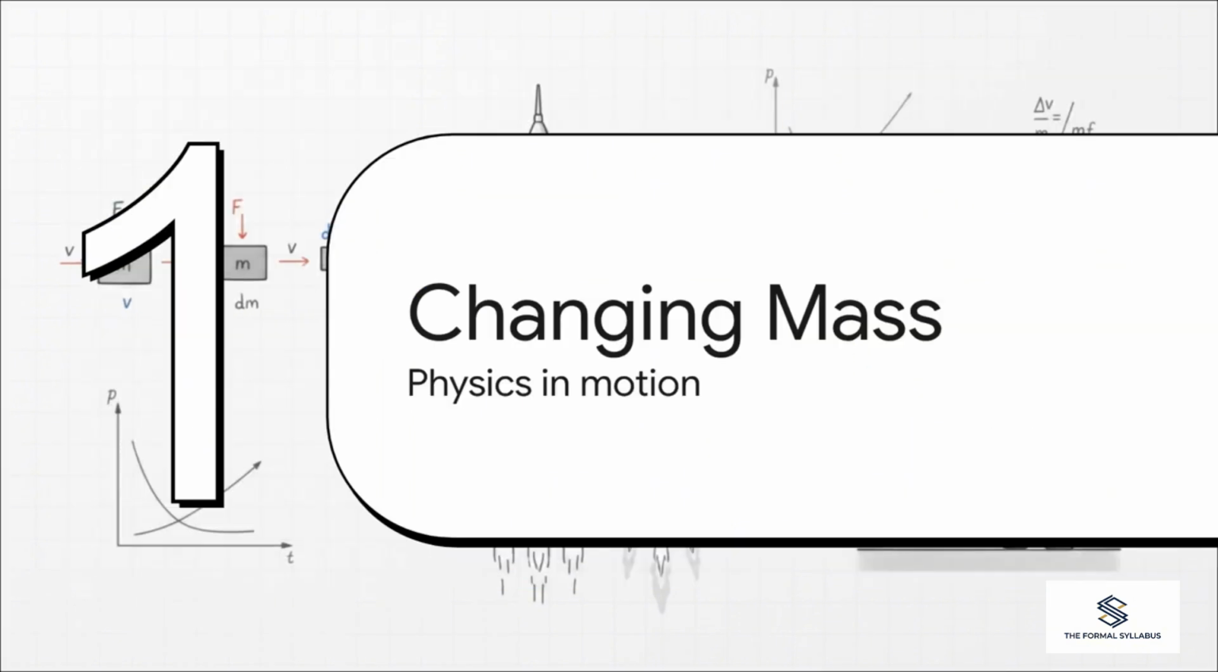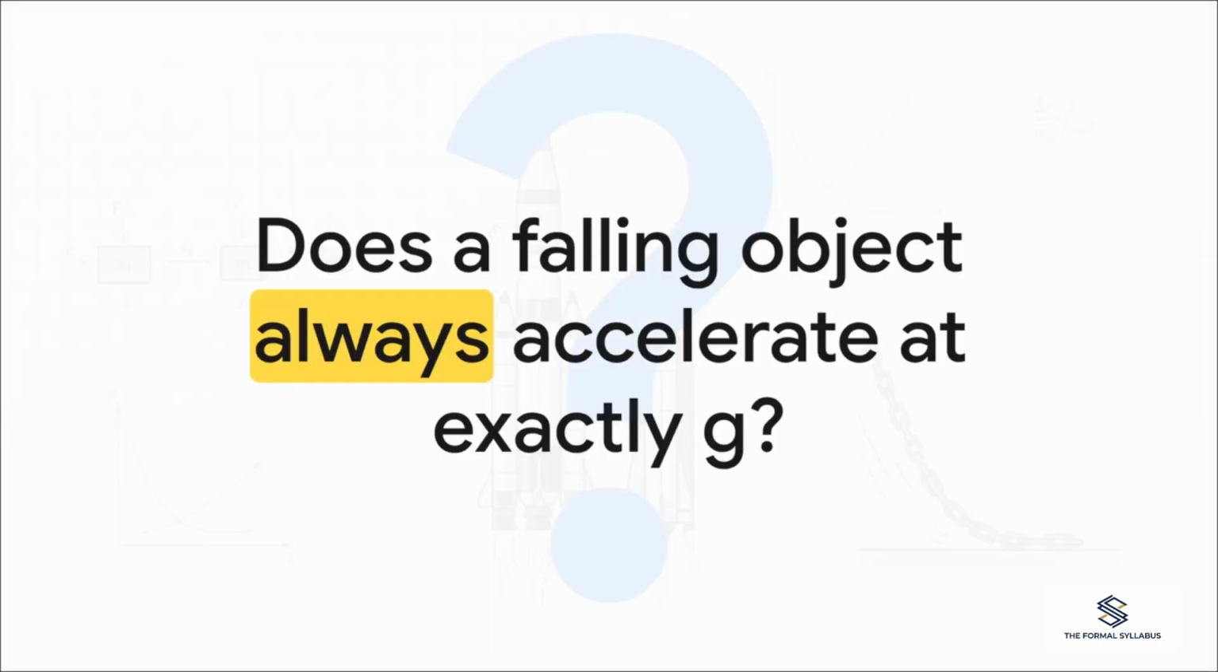To truly wrap our heads around rockets, we've got to start with the foundational rules. Section 1, Physics of Changing Mass, Physics in Motion. Let me throw a quick question at you. Does a falling object always accelerate at exactly g, the standard acceleration of gravity? Now, you've probably been taught that gravity acts uniformly on all falling objects, whether it's a bowling ball or a feather in a vacuum. But what actually happens when an object's mass actively changes during its motion?